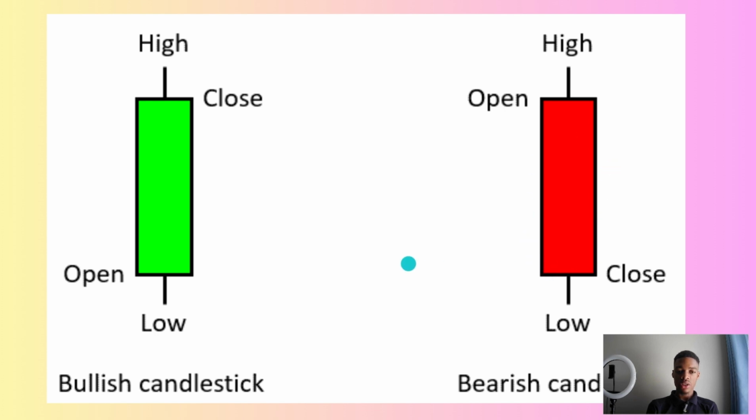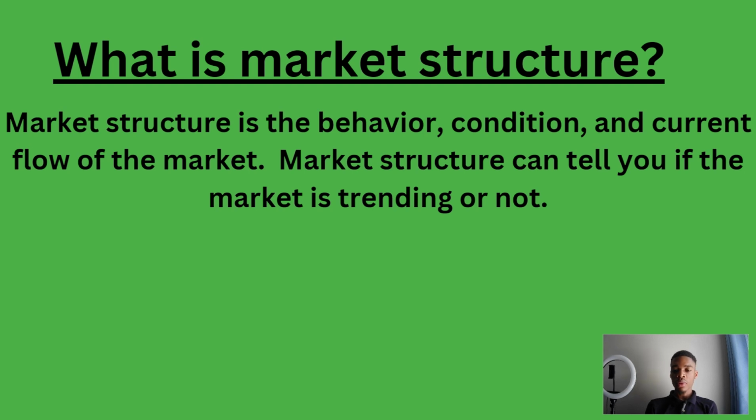Alright, and essentially another difference that we can note is that the bullish candlestick opens at the bottom and closes at the top, whereas a bearish candlestick opens at the top and closes at the bottom. Now, a group of these candlesticks coming together form what we call market structure. Market structure is the behavior, condition, and current flow of the market. So market structure tells us what the market is doing.